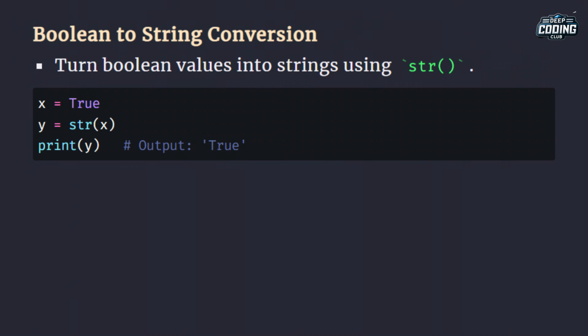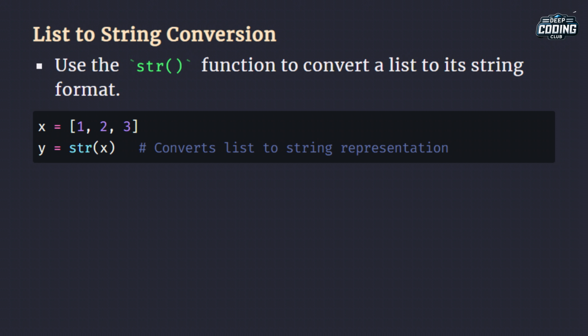And if you want to convert boolean to a string, then same way you can call the string function on this boolean parameter or on this boolean variable, then your output would be true. Same way you can also convert a list to a string, and converting a list to a string turns the list into its string representation. For example, if I have a list x is equal to 1, 2, 3, and I convert it to string using str function, then my output would be 1, 2, 3, but it's inside quotes. So it means list has been converted to a string.